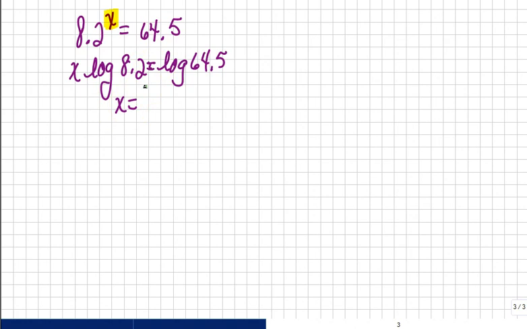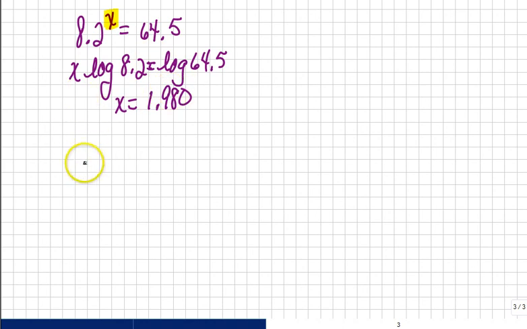Now, as I do that, you should be thinking, what is a sensible answer? Well, 8 to what power is 64? That's 2. 8 squared is 64, so it's going to have to be somewhere around 2, probably a little less than 2. So I can go in on my calculator, log of 64.5 divided by log 8.2, and getting to the nearest thousandth, 1.980. Well, that was a good guess. All right, let's bump it up one more notch.